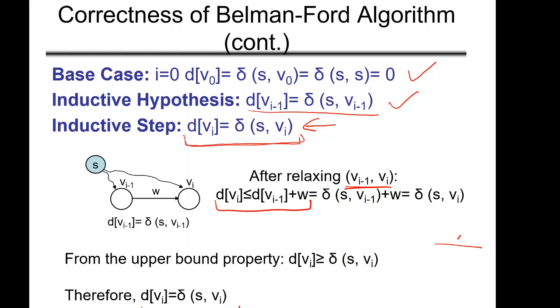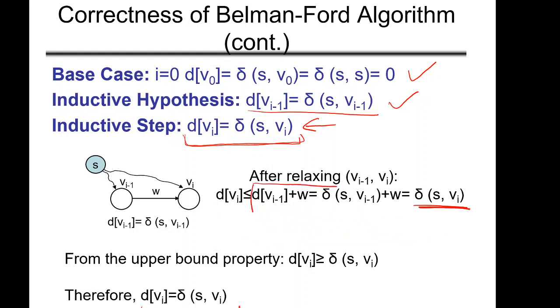Now we already know from the inductive hypothesis that the value of d of Vi minus 1 is already the shortest path, and if we add the weight of the edge from Vi minus 1 to Vi, it will give us the shortest path, because this is the shortest path and this is the last edge you are relaxing. So with this, what can we conclude?